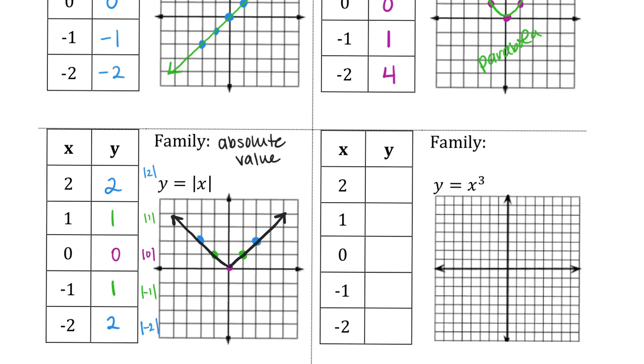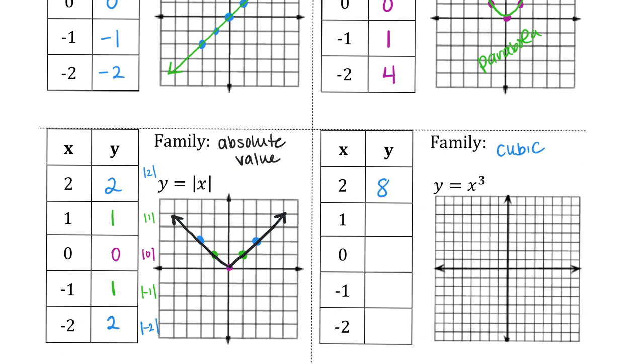Okay, one more. Last one, y equals x cubed. I'm going to tell you the family first. Since this is cube, this is the cubic family. Let's plug in 2. 2 to the third is 2 times 2 times 2, which is 2 times 2 is 4. 4 times 2 is 8.